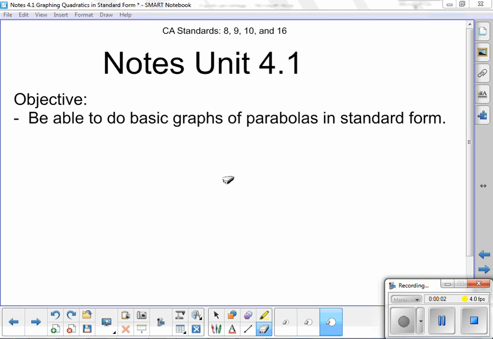All right, so here is Notes Unit 4.1 for my Honors Algebra 2 course. If I sound like I'm going kind of fast through this, sorry. I actually just recorded the whole thing and then I pushed the wrong button and I didn't save it.